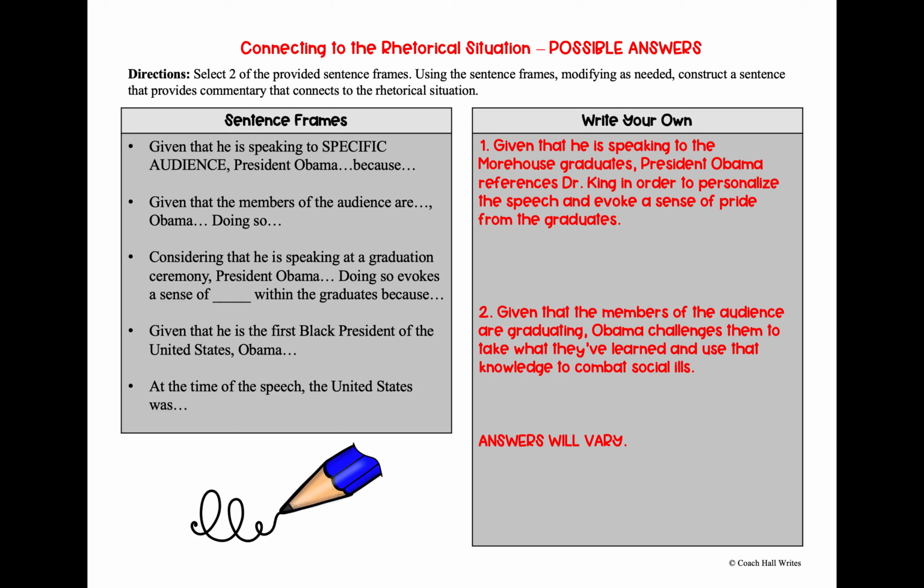So that one says, given that he is speaking to the Morehouse graduates, President Obama references Dr. King in order to personalize the speech and evoke a sense of pride from the graduates. You could also say within the graduates there if you wanted to. Now for the second one, it says, given that the members of the audience are graduating, Obama challenges them to take what they've learned and use that knowledge to combat social ills. Even though the beginning of that sentence might seem a little bit simple, the rest of the sentence serves to address his main message as well.